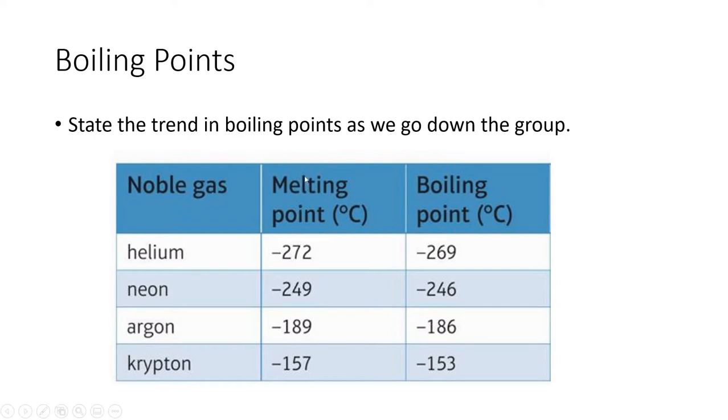Okay, so as you can see, the melting and boiling points both increase as you go down the group. So they're getting less negative as you go down the group, which means they're getting harder to melt and boil. Now they still all melt and boil at very low temperatures, but it's super easy to boil helium, a little bit harder to boil krypton.